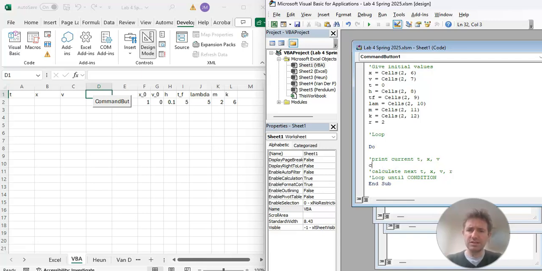So I'm going to do Cells, row given by the row counter, column 1 equal to t. Cells row, 2 equal to x. Cells row, 3 equal to v.